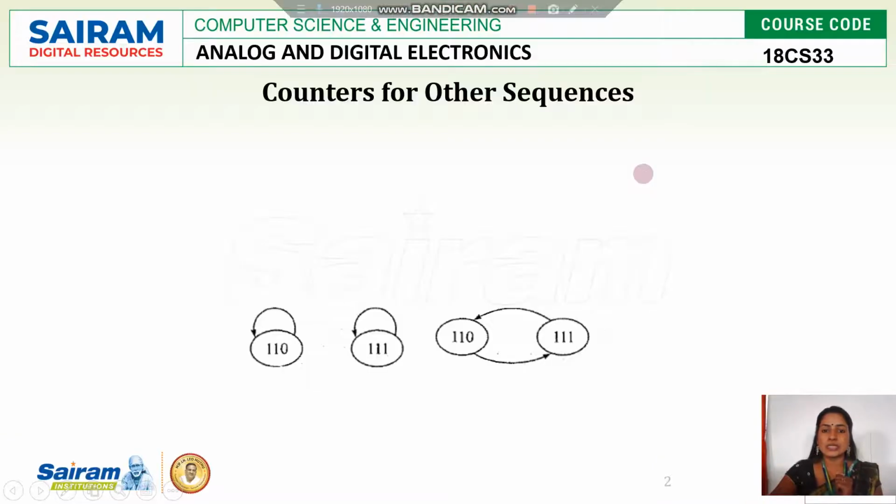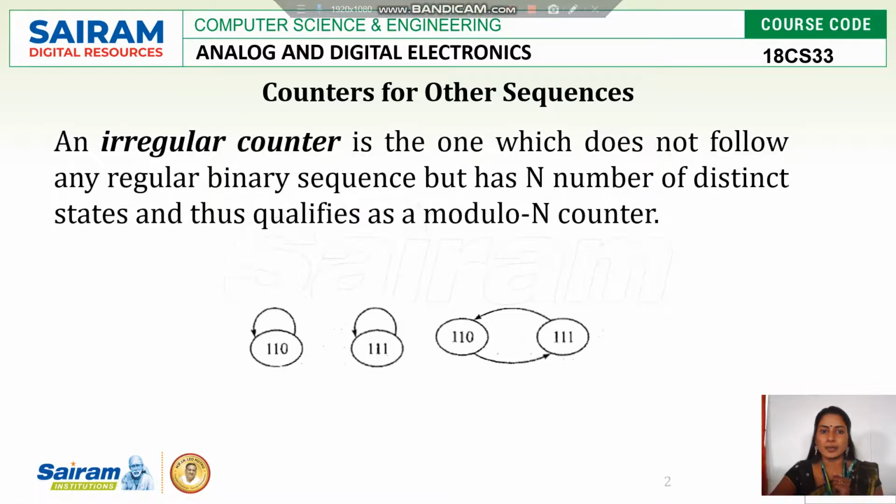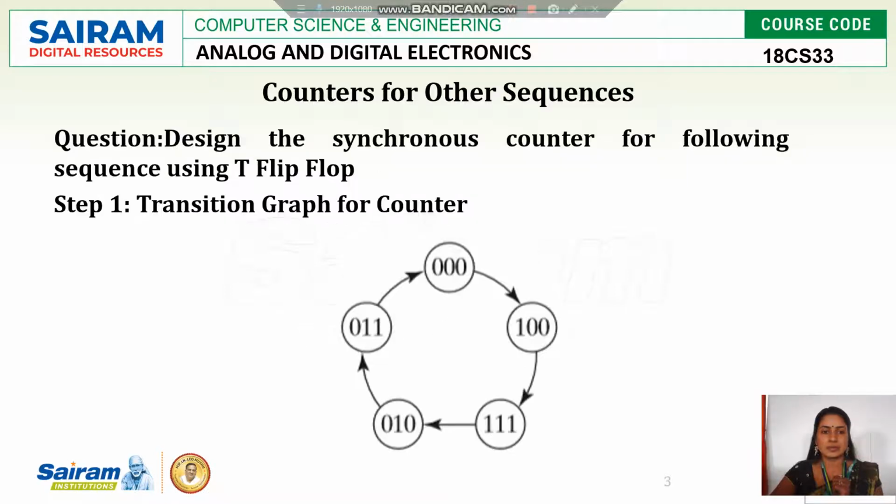So we'll see how to design the irregular counters. First question: design the synchronous counter for the following sequence using T flip-flop. This counter counts 0, then 4, then 7, then 2, then 3. This is not in order. This is not a regular binary count. This is called irregular count.